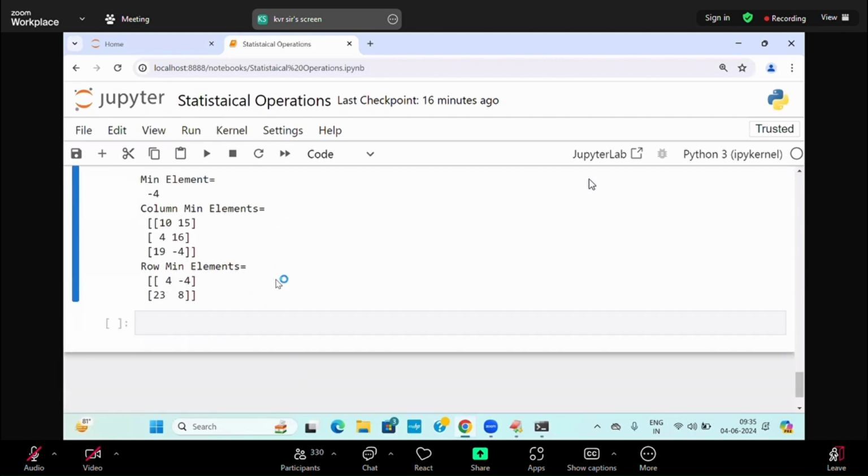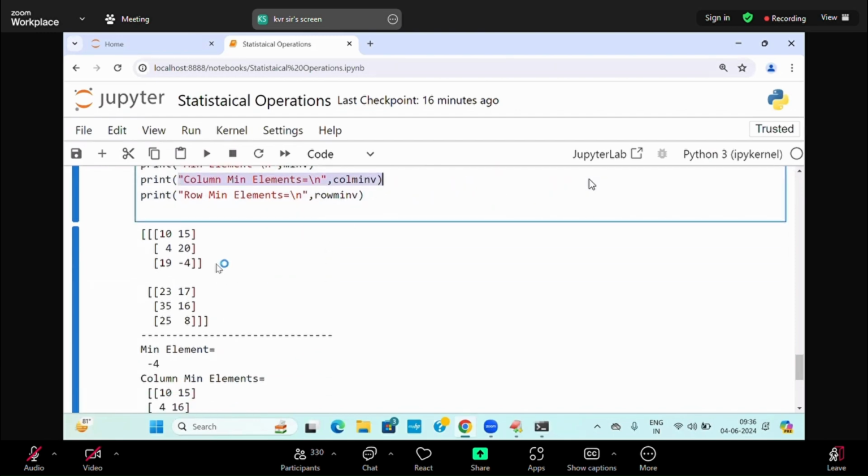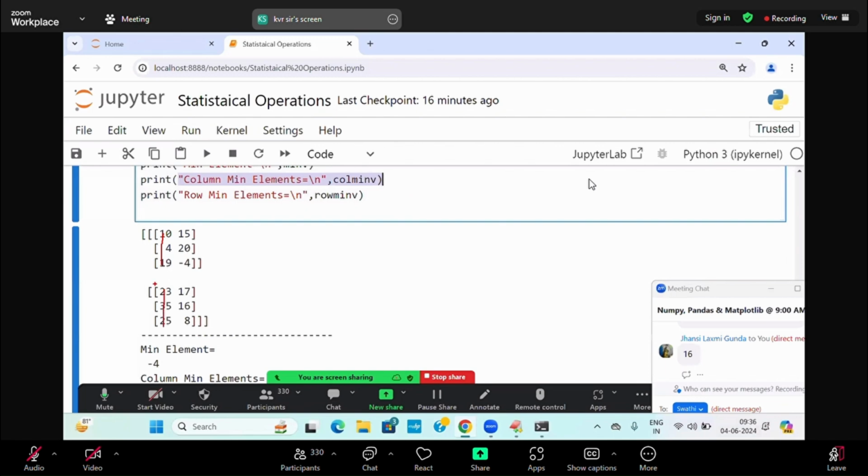Okay, I'll explain. Come to the point of it. You take this data, this data, and this data. Take this column and this value. Are you following? What is the minimum? Next, 4 and 35? 4. Next, 19 and 25? 19. Next, 15 and 17? 15. Next, 20 and 16? 16. And the next, minus 4 and 8? This is called what? Column min.